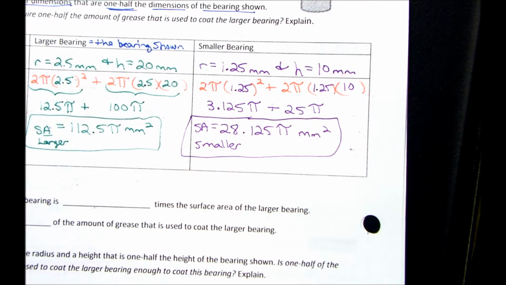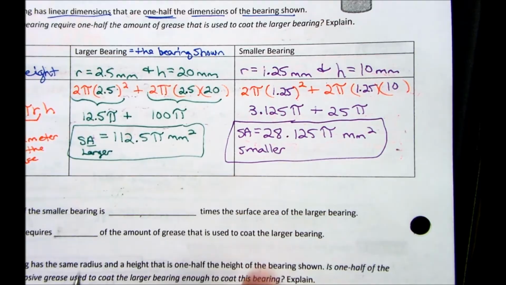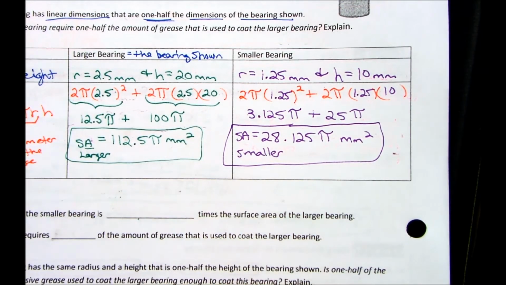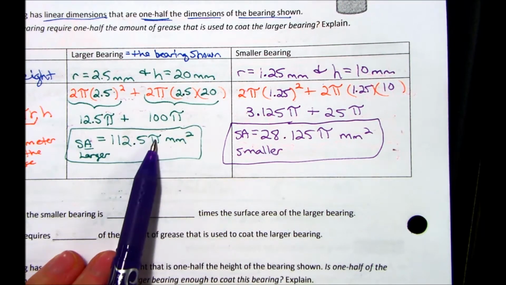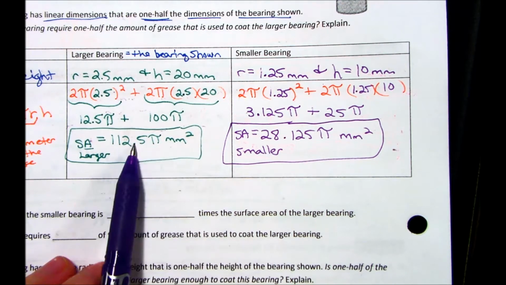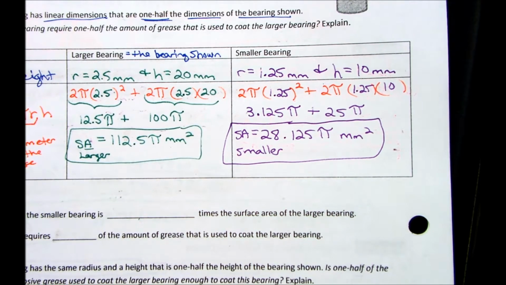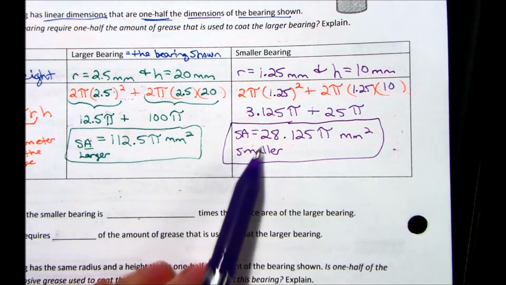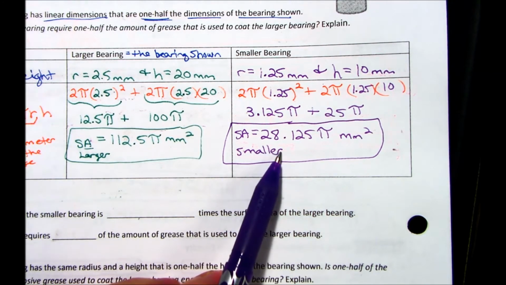Now that we have the surface area for each one, we can compare them and ask ourselves, well, is the surface area of the smaller bearing half of the larger bearing? Well, no. Half of 112.5 would be something like 56.25, and this is a lot less than that. So no, it is not half.